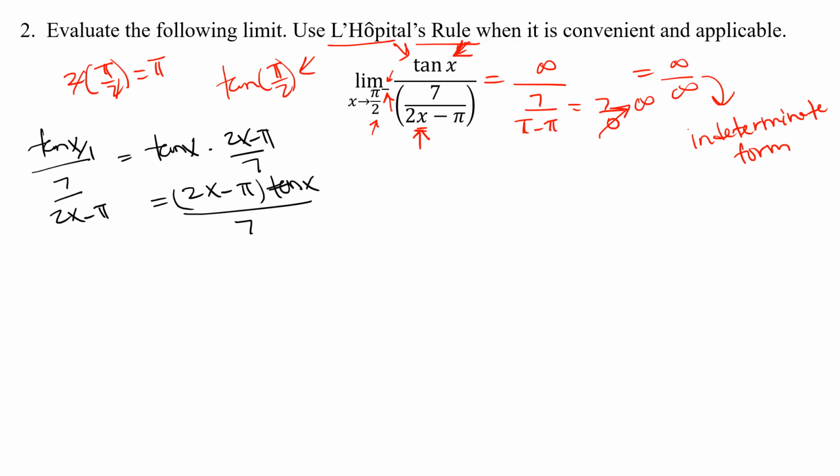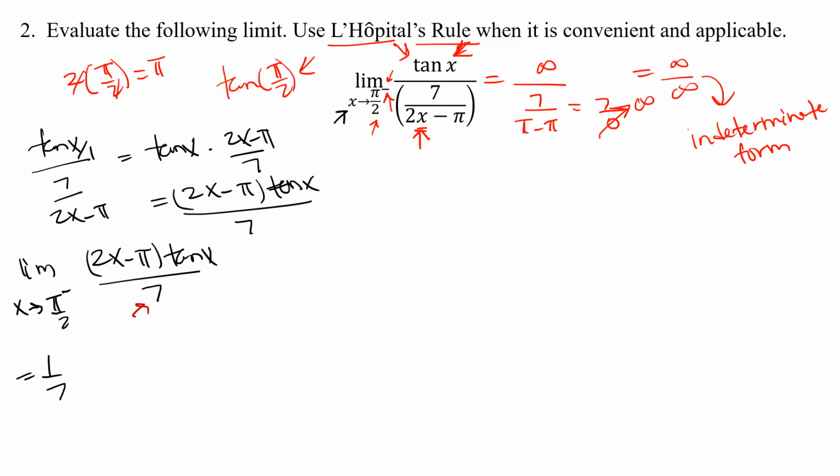All right, so now that we have it rewritten, let's put our limit in front of that. We're going to write the limit as x approaches pi over 2 from the left, and then simply rewrite our function the way we have it rewritten above. Now, since we got this 7 here, let's pull that out to the front so it's really 1 over 7. Just pull the constant out. And now what do we have left? Just 2x minus pi times tangent x.